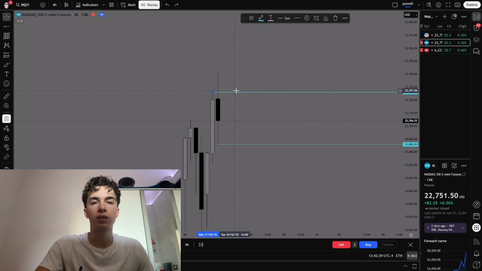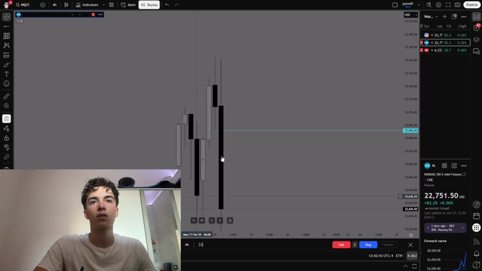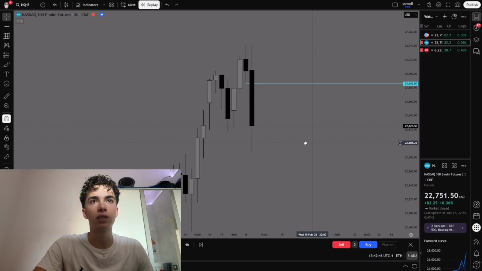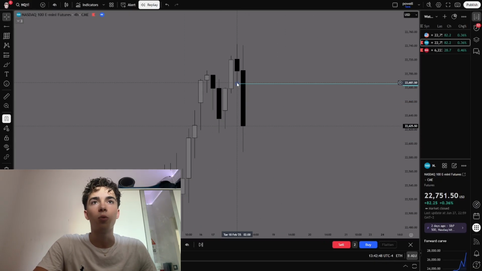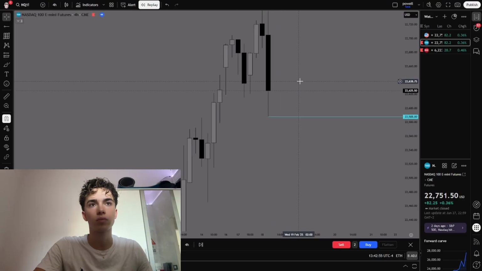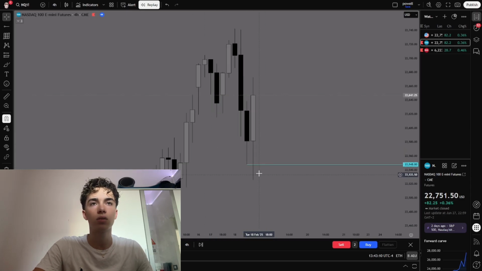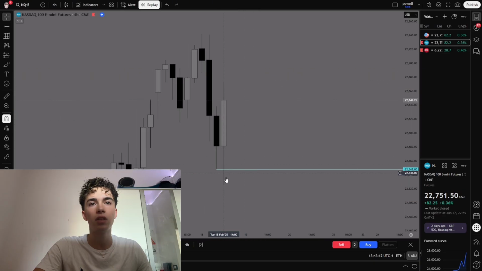Let's see the next one. So we aim for this. It got destroyed as a level, that's very good. We aim for this one because we closed below this previous level. We aim for this one, taken out perfectly. We close below the level, we aim for this, taken out the level, and it rallied up. We didn't close below.